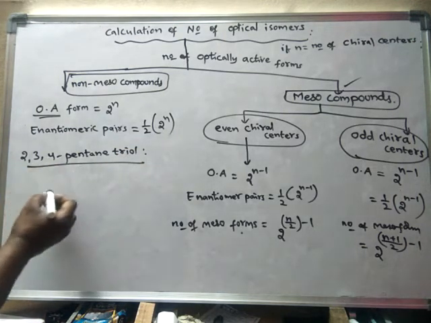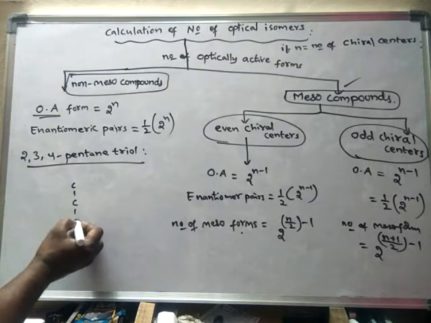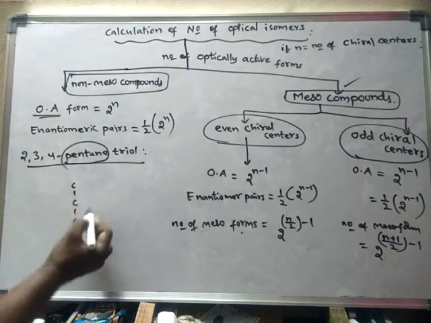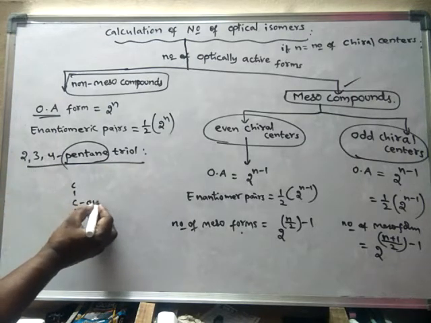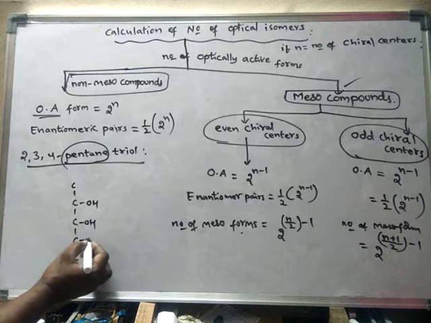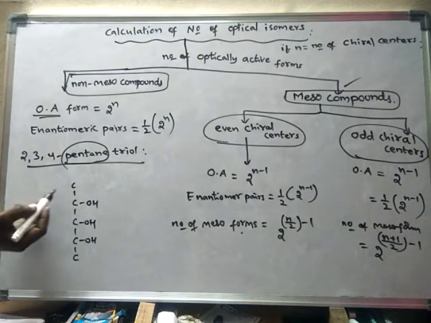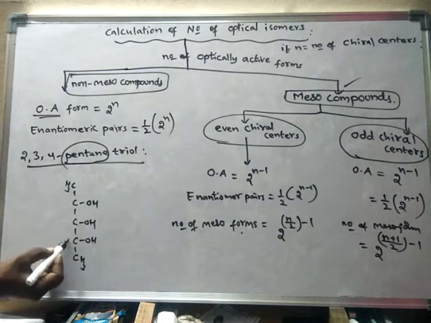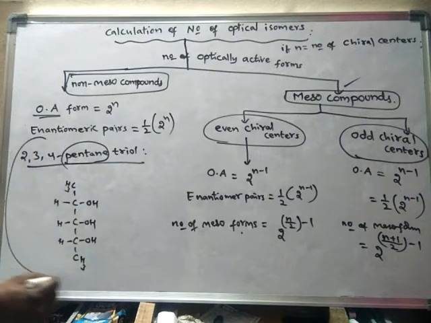So here, if you see pentane triol, normally you will write carbons 1, 2, 3, 4, 5. Pentane means a 5 carbon chain, triol 2, 3, 4 means on the second carbon, on the third carbon, and on the fourth carbon there are 3 alcohol groups. Next, here it is having CH3 and it is also CH3. It is having one hydrogen and hydrogen. So this is the compound.